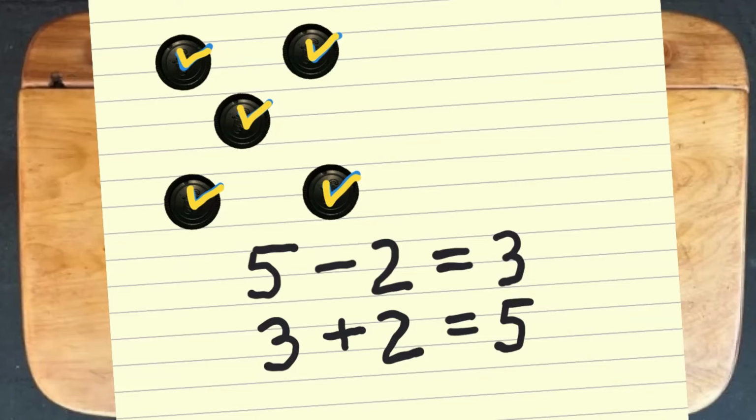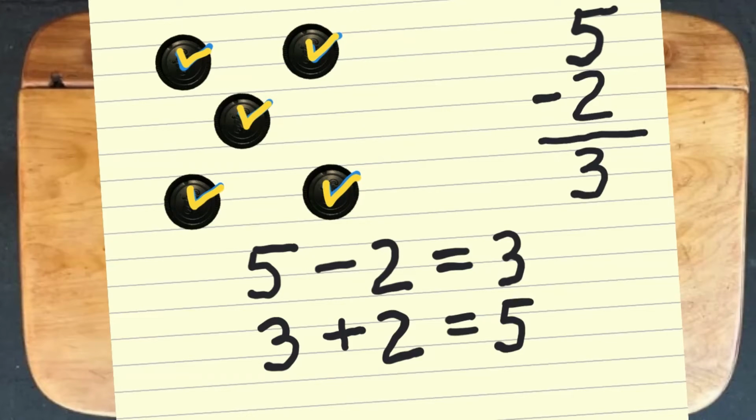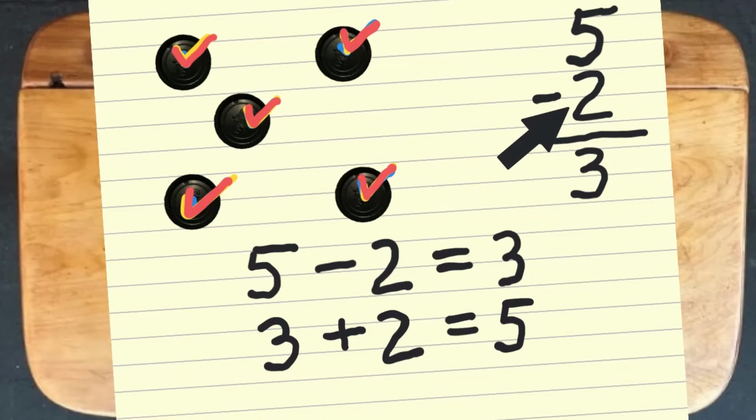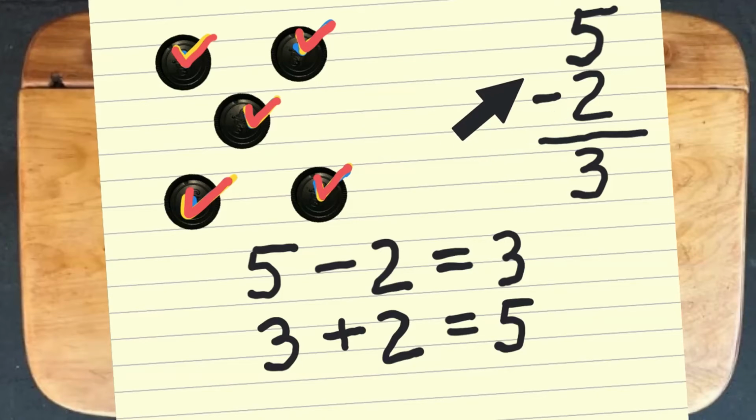We can also write subtraction vertically. This is how you do it. 5 minus 2 is 3. That's the vertical way of showing subtraction. Let me show you this with the picture. We start with 5, and we take away 2. Take them away, and we're left with 3. 5 minus 2 equals 3. Now we're going to put them back together. That's 3 plus 2. Put them together, and you get 5.